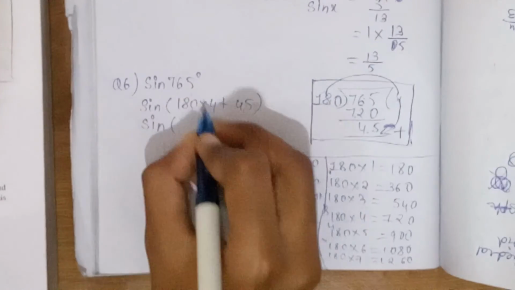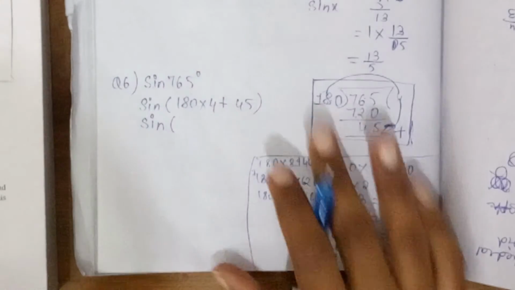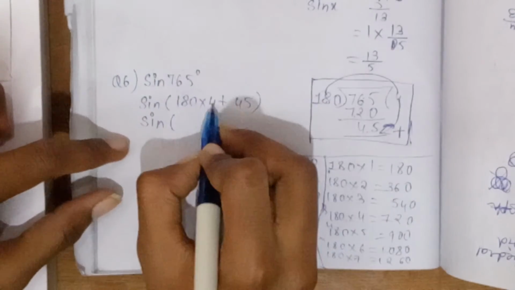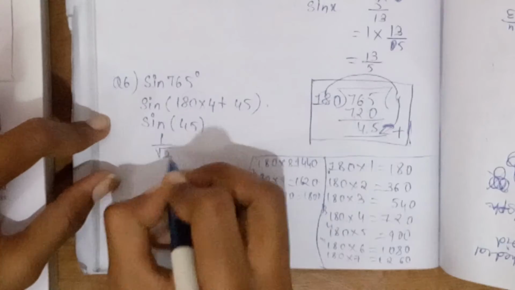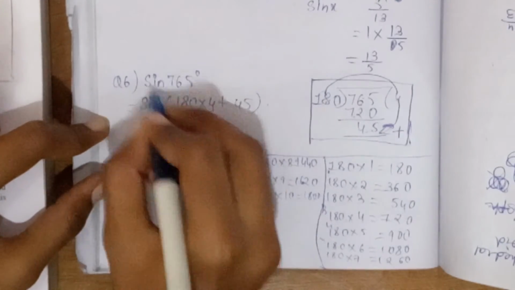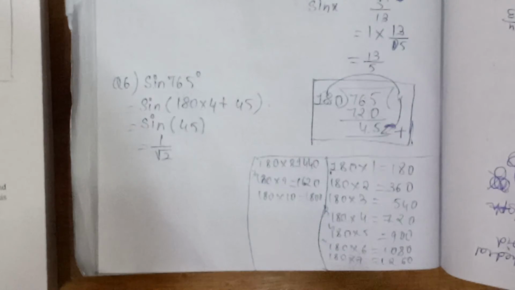So what you have to do, we just leave this 180 into 4, and what you have to write is 45. So sine 45 is 1 by root 2. So this is the value of sine 765 degrees. So let's proceed to the next question, sorry, the 7th question.